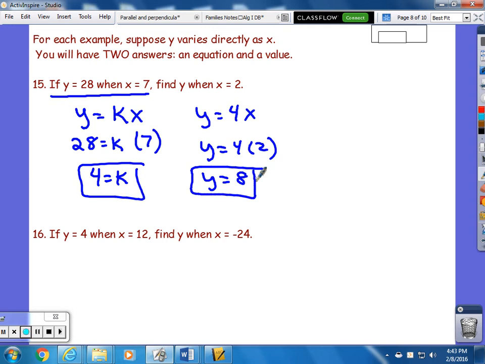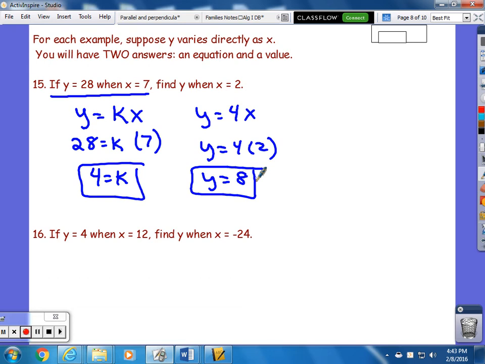So let's recap what I did there. You take the first part of your sentence and you plug in your y and your x and you solve for k. Now you write your direct variation equation, which is y equals 4x in this case. Plug in whether your x or your y, whichever one they give you, and you solve for the other value. And it will tell you which one to solve for.